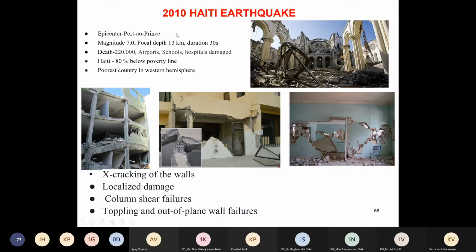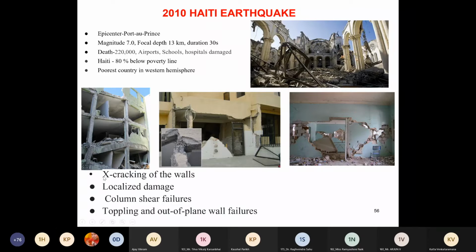Haiti is in Central America, epicenter Port-au-Prince, magnitude 7, focal depth 13 kilometers, duration 30 seconds. More than 2 lakh people died. Airport, schools, hospitals, etc. got damaged. Haiti is a poor country in Central America, the poorest country in the Western Hemisphere, and many times there is no enforcing of building codes.